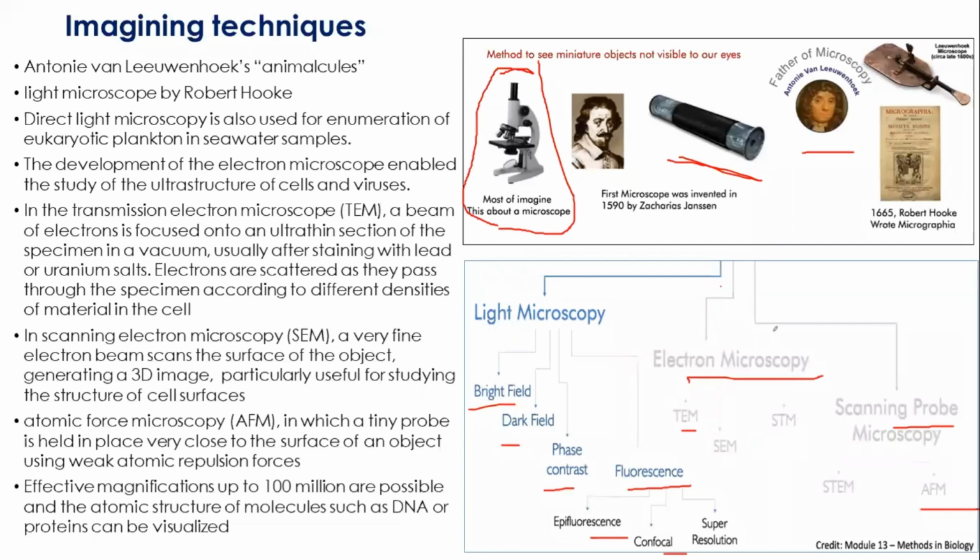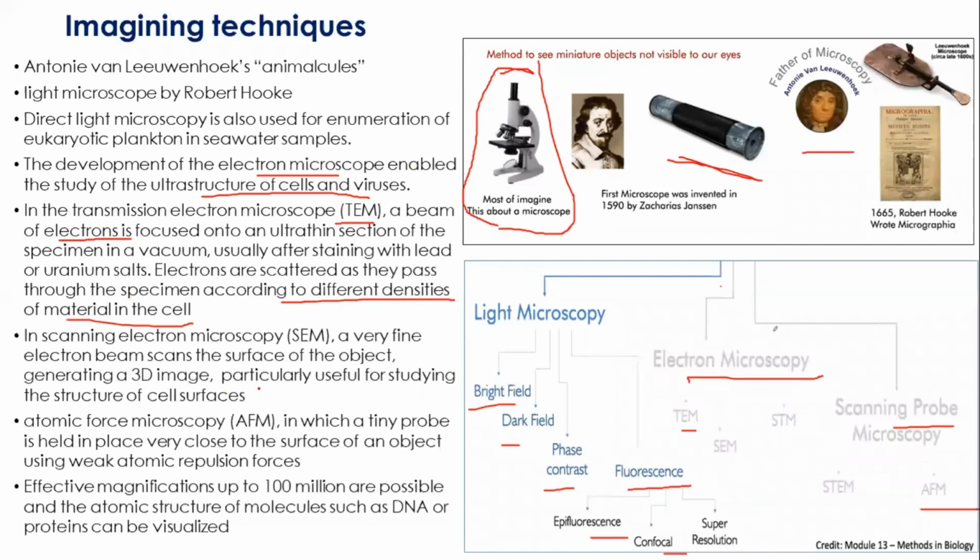Not going into detail about how these microscopes work, but in general, a few things which we need to understand is that the electron microscope has enabled us to understand the ultrastructure of the cells and the viruses. In particular, when we talk about the TEM, that is transmission electron microscope, a beam of electrons is used on an ultra thin section of the specimen, and that gives us the idea of what is there inside the cell. Okay, so that is seen according to the density of the material in the cell.